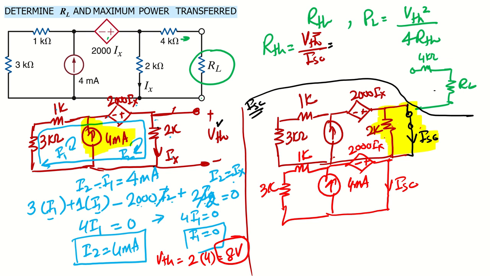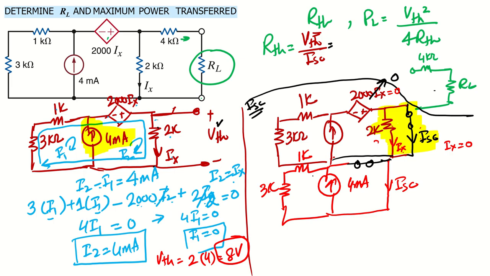Okay, so Ix was basically here, right? When this becomes short circuit, all the current will flow through the short circuit, and no current will be flowing through this one. So basically Ix is 0. If Ix is 0, it means 2000 times Ix will be 0. So 0 means short circuit, right? So I can just simply remove this voltage source and replace it with a simple short circuit point, because this thing becomes equal to 0. Okay, so this is our circuit.